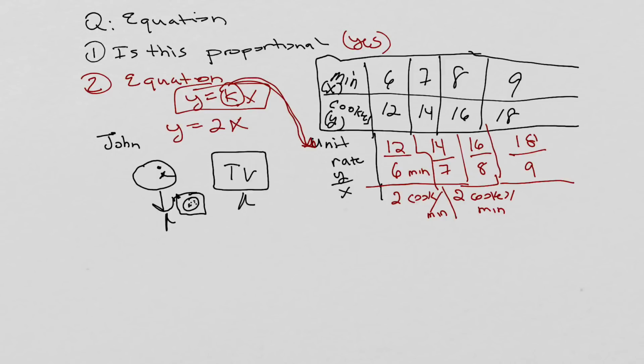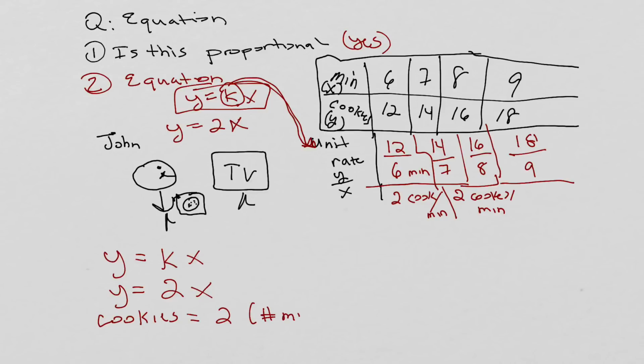Well, what does y equals kx mean? Or what does y equals 2x really mean? Remember, y represented the number of cookies. So the number of cookies is going to be equal to 2 times the number of minutes. Remember, x stood for minutes. So the number of cookies equals 2 times the number of minutes.